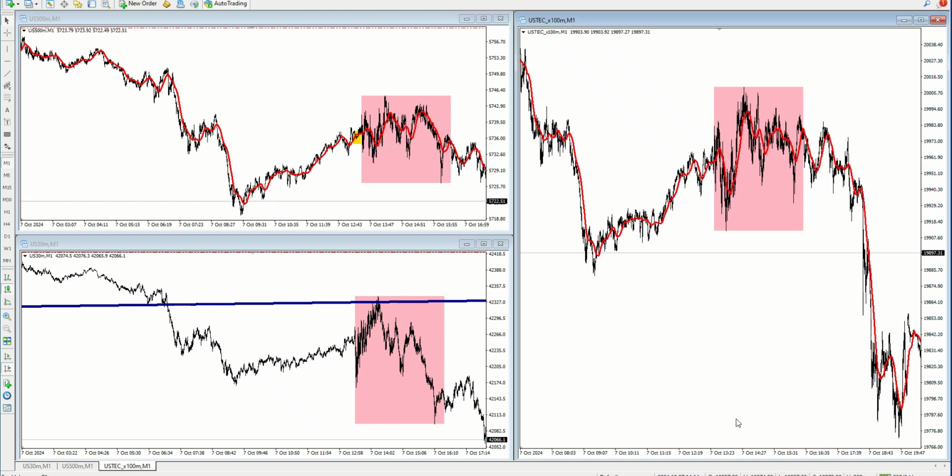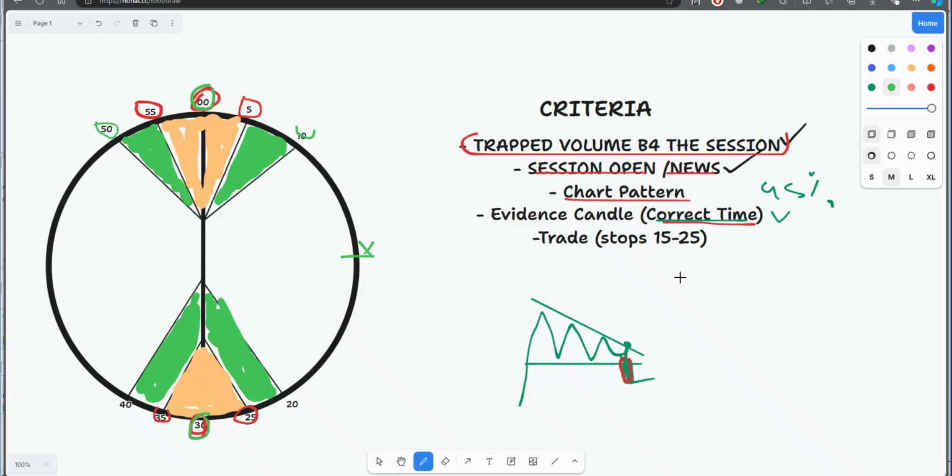So now we go to the next step. In my recent videos, I actually gave examples where we did have a lot of trapped volume. Since we were unable to do this, this is the only criterion we are able to continue without. I repeat, this is the only criterion we are able to continue without. So now we have to wait for the session to open.